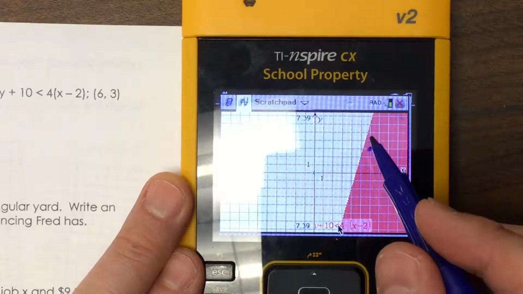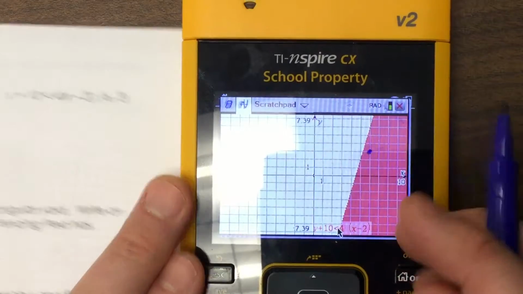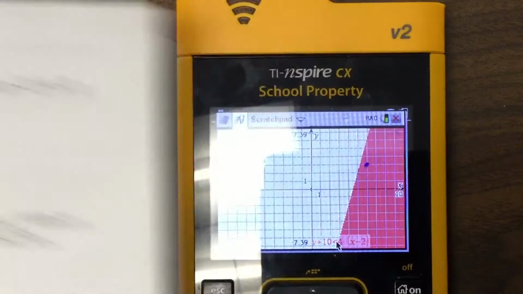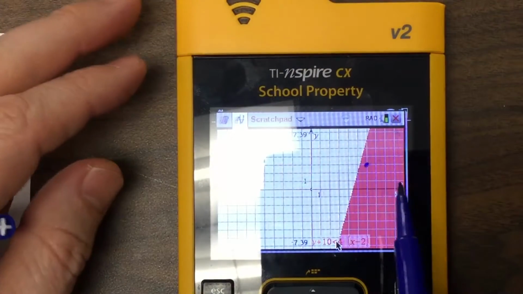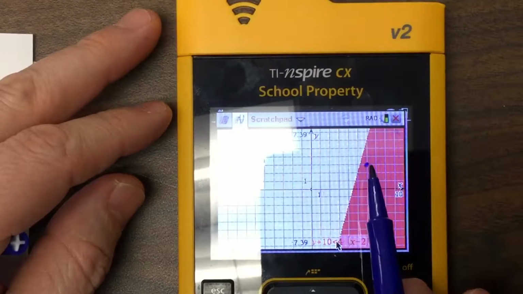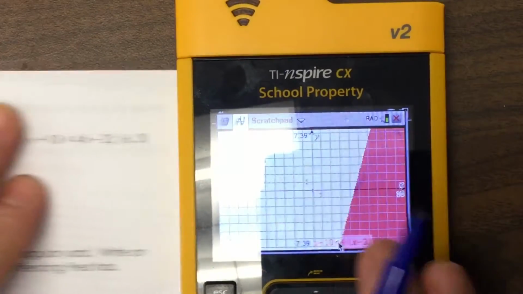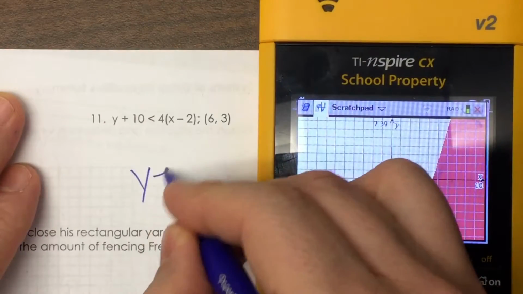Now, if it was a little higher and landed right on the line, for this particular one, it would be a no, because there's no line underneath. That is a dotted line. But it did not land right on the line. It landed definitely in the shaded area, so that is a yes.